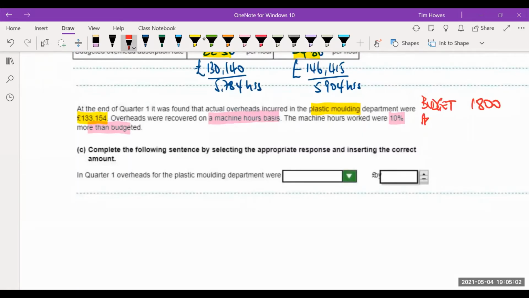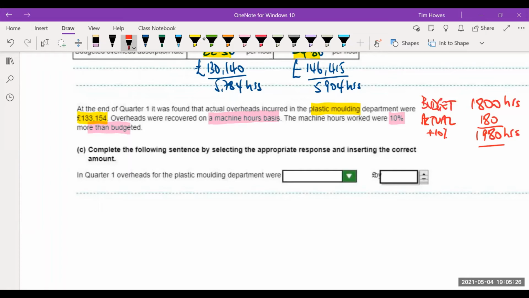And the actual, okay, so these are hours, the actual was 10% more than the budget. So obviously 10% of that is 180, isn't it? So the actual figure was 1,980 hours. Great. Now, another question, they might just tell you these figures outright.